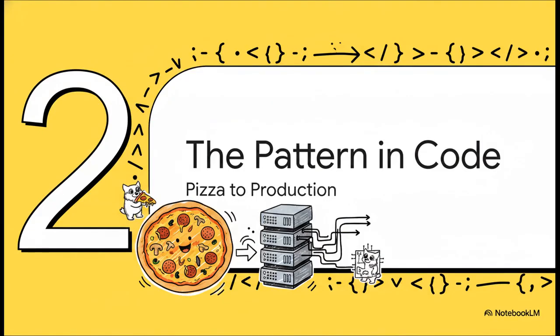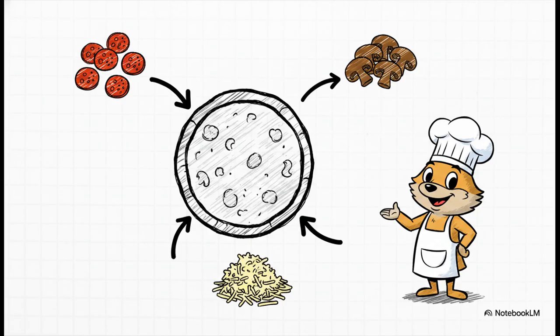All right, that's enough theory. Let's get our hands dirty and look at some code. We're going to see how this blueprint actually translates into practice. We'll start with a fun little example, pizza, and then we'll see how this exact same idea powers massive production Go servers.